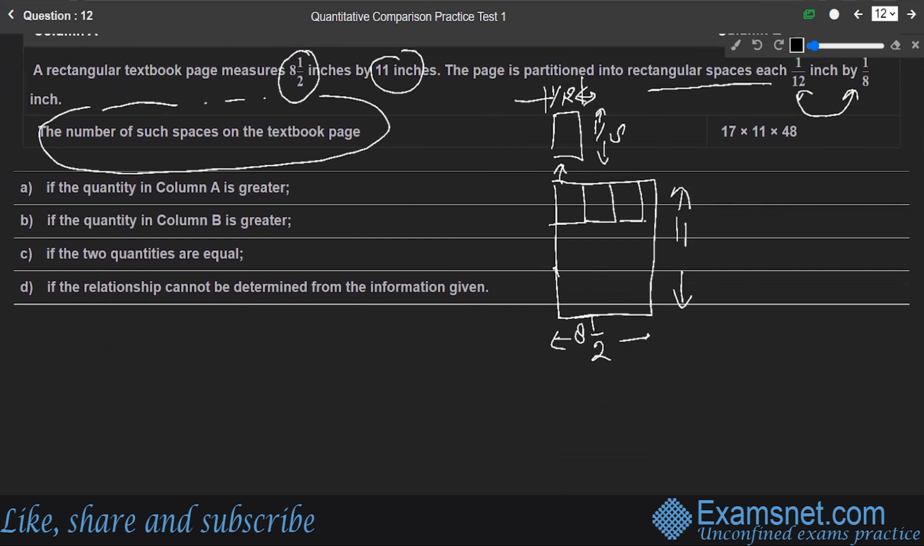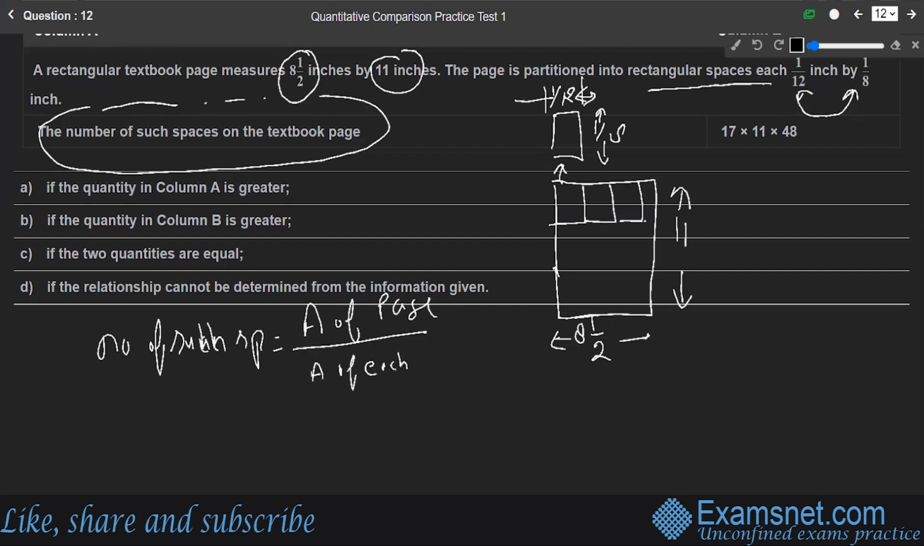That can be found out by dividing the whole area of the bigger page by the area of each small rectangle. So the number of such spaces can be found out by the area of the page divided by the area of each small rectangle. Okay, this is how we are supposed to find out. Area of a rectangle is always given by length into breadth.